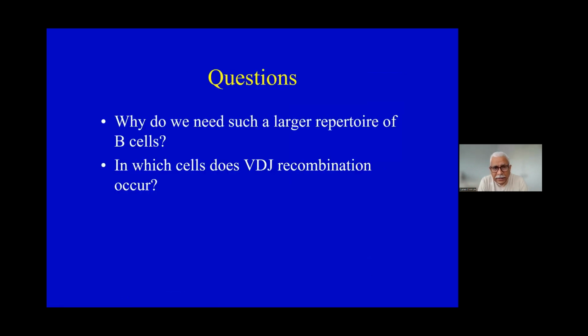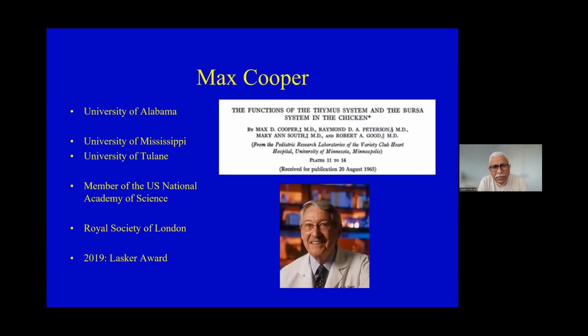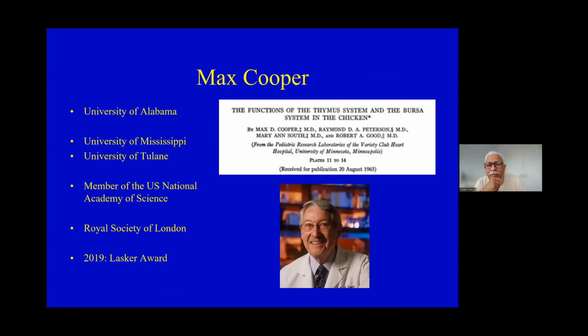All right, I think these are all just questions that people have asked, and we'll stop here. Great. We'll stop at this last person. We started off by talking about Ralph Steinman, and we're going to end by talking about Max Cooper. You can see his paper published in 1965: B cells, functions of the thymus and the chicken.